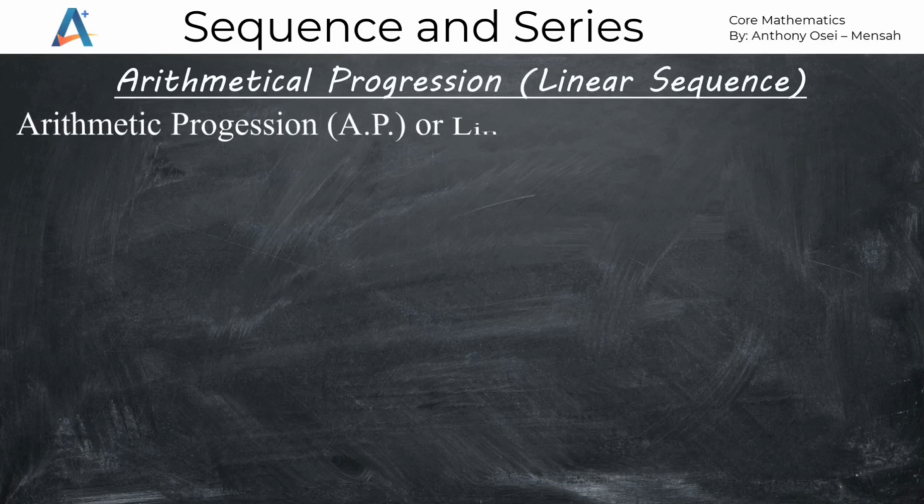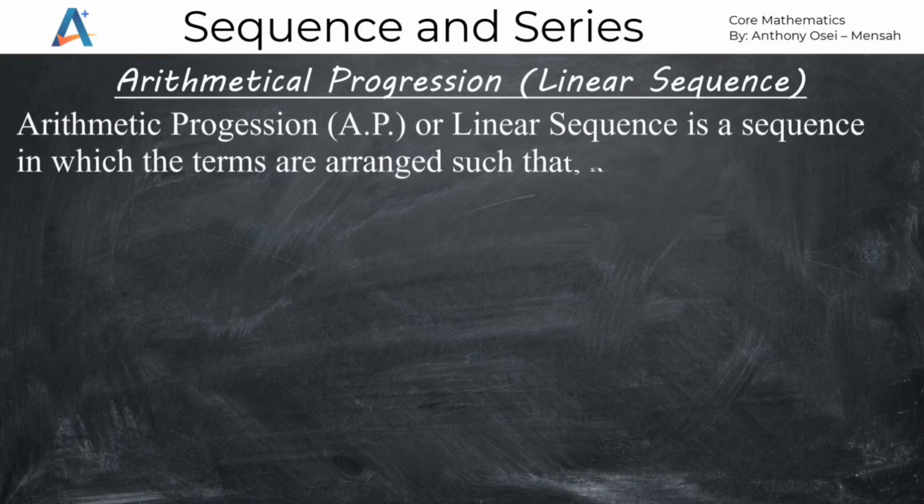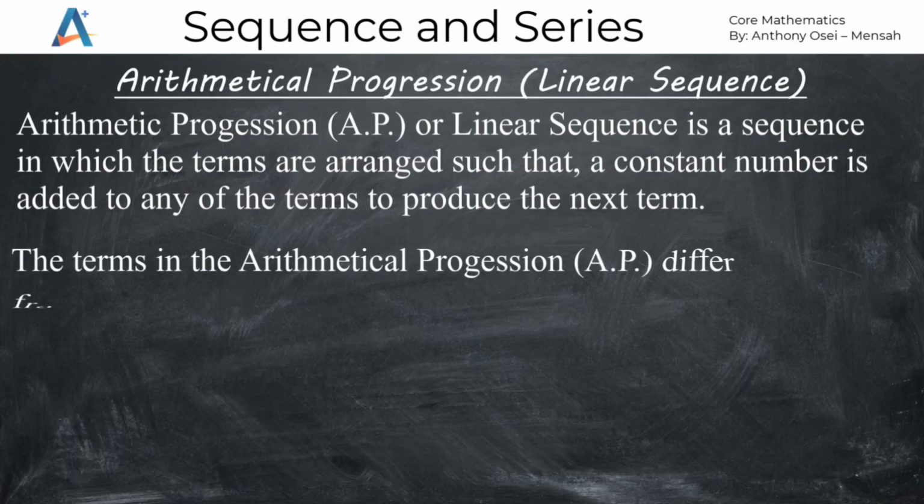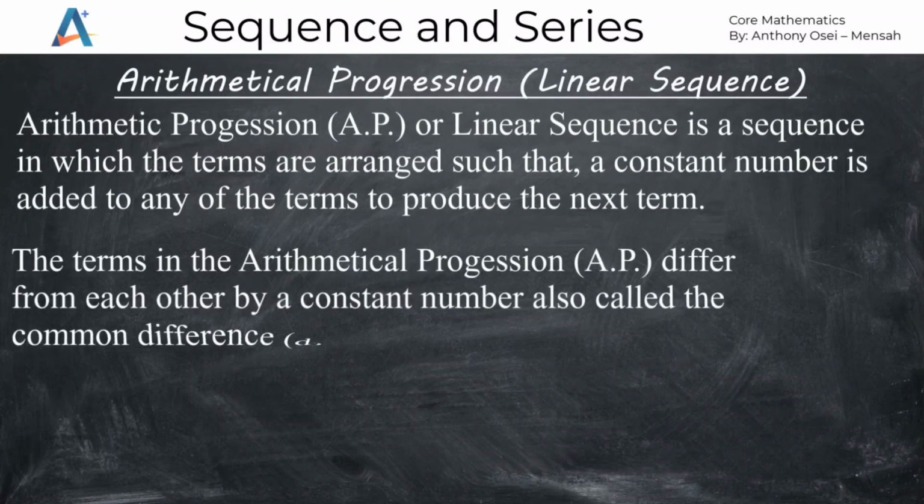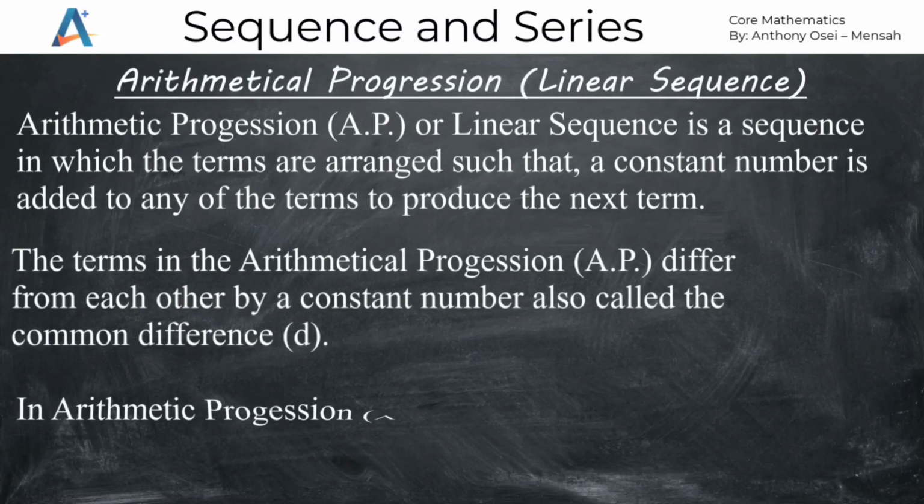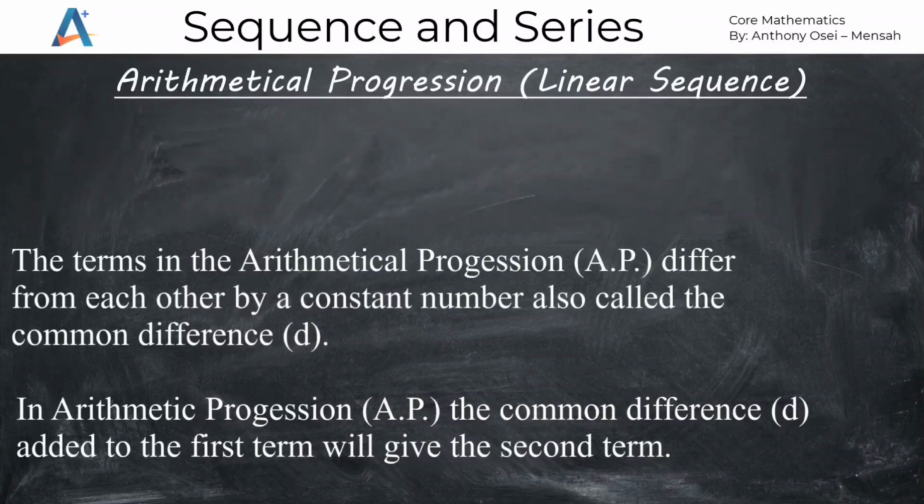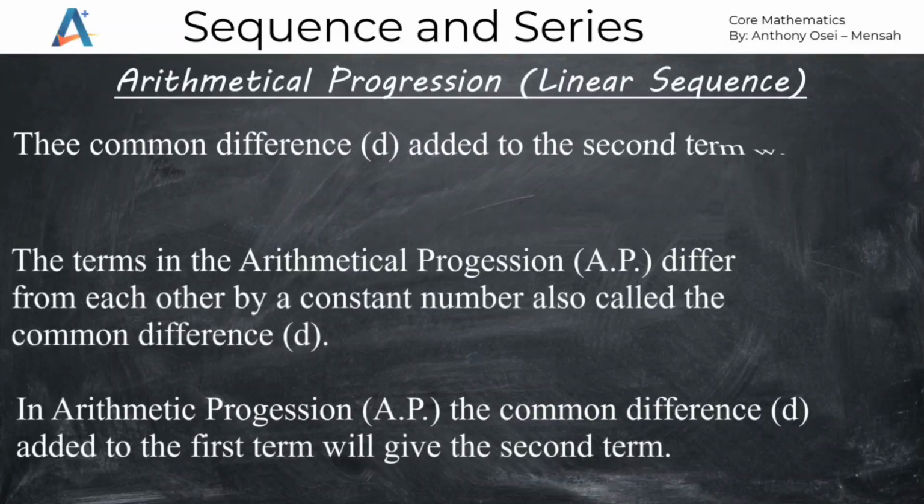Now, arithmetic progression, also referred to as AP or linear sequence, is a sequence in which the terms are arranged such that a constant number is added to any of the terms to produce the next term. This means that the terms in the arithmetical progression differ from each other by a constant number, also called the common difference, which has the symbol D. In an arithmetic progression, the common difference added to the first term will give the second term. Also, the common difference added to the second term will produce the third term, and so on.